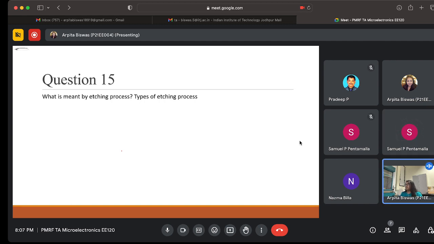Now the next question is, what is meant by the etching process and the types of etching process? You have heard about the etching process in IC design and also device fabrication. Etching is the most known process. What do you do in this process? Removing the required portion, we call it etching, ma'am.